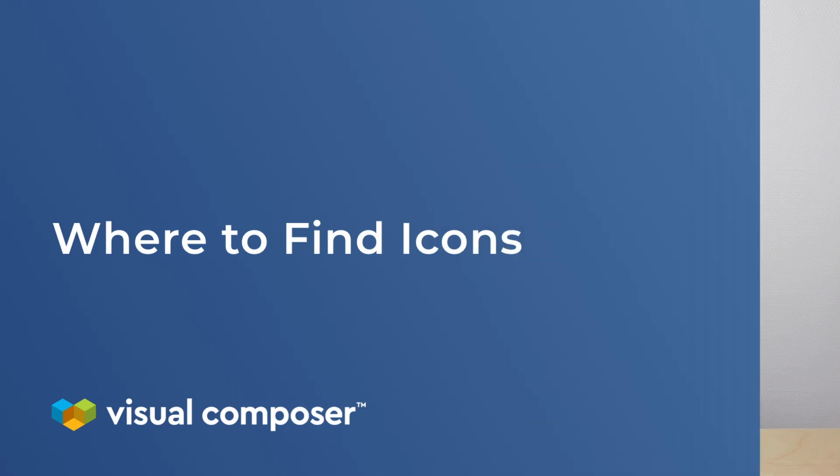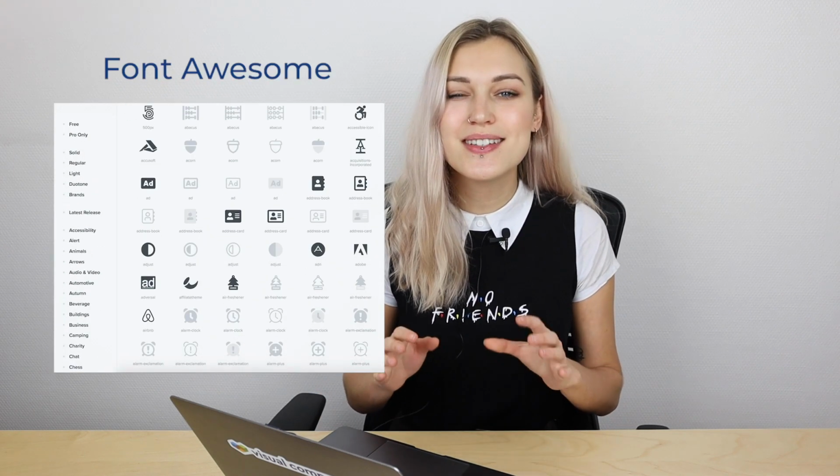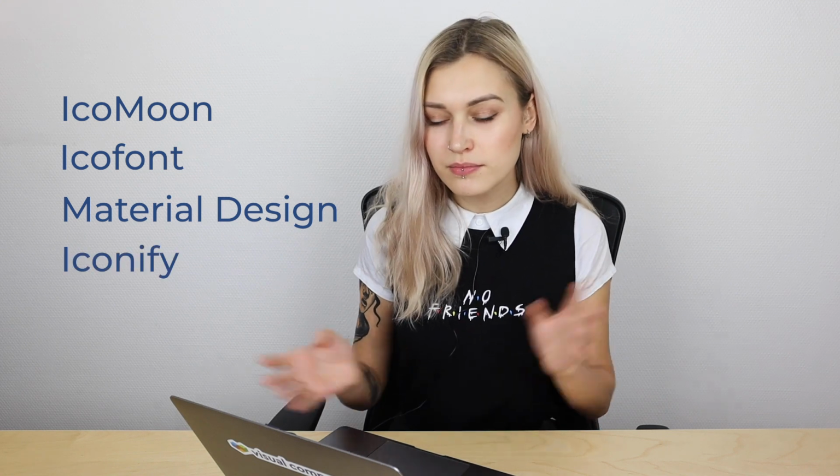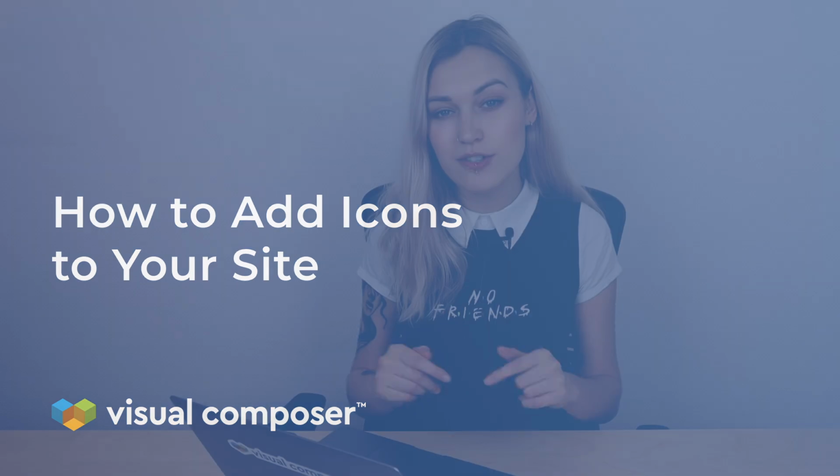So, the next step in this journey is to find actual icons to use. And there are a lot of resources to choose from, but by far the most popular amongst WordPress users is Font Awesome. It has more than 7,000 icons, and they can be added with a plugin. Other places to get icons from are Icomoon, Icofont, Material Design, Iconify, and others. Once you've found the icon set that you like the most, there's just one step in the way, adding them to your site. And there are a couple of ways you can do that.